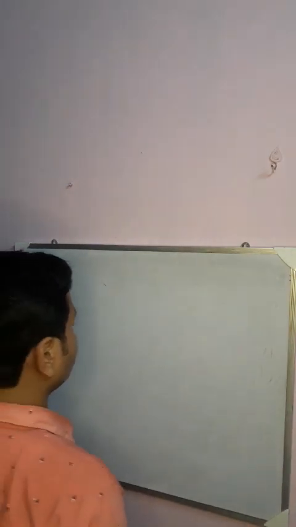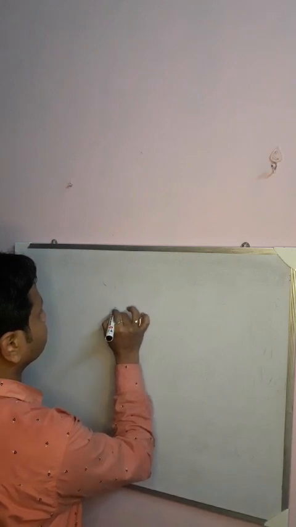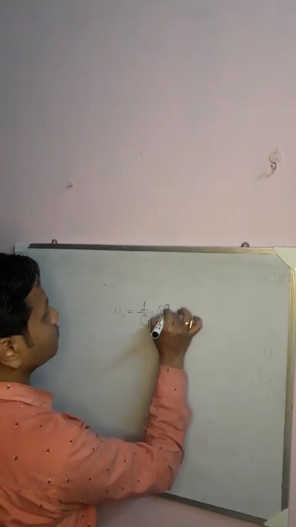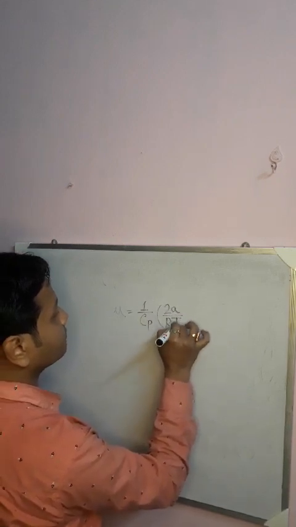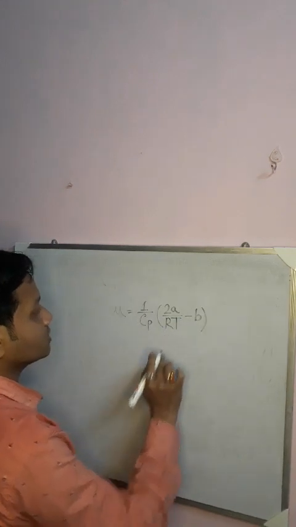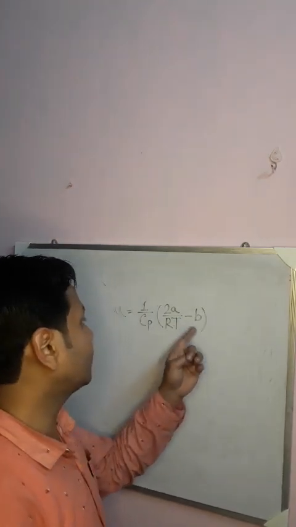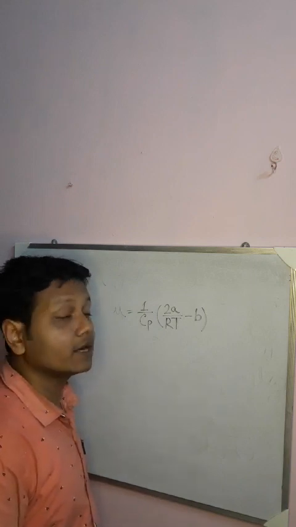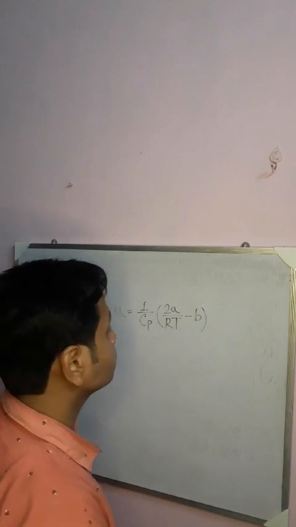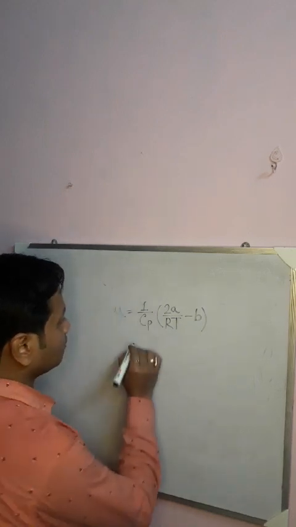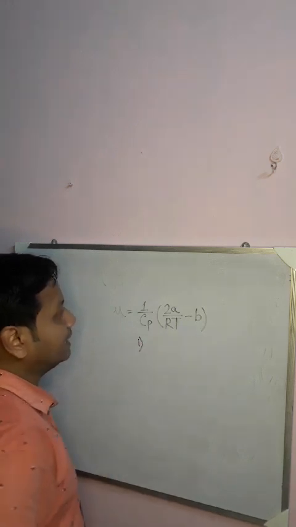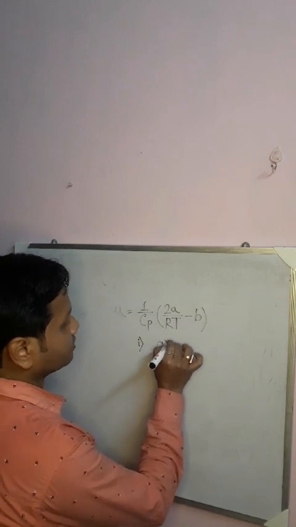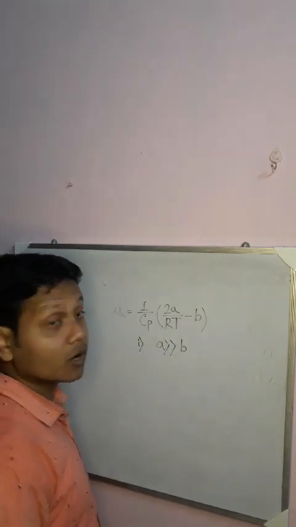Now one thing you remember, that mu, we find mu as 1 by Cp into (2A by RT minus B). A close look at this equation shows that both van der Waals constants, A and B, are involved here. Now there arise three cases. First of all, if you assume that the intermolecular force of attraction is very strong, that is A very much greater than B, then what happens?